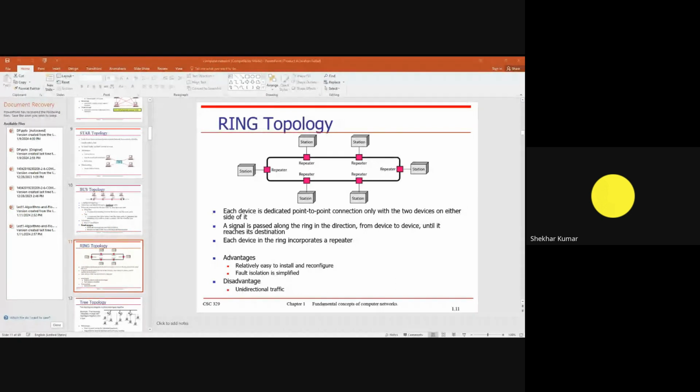So the transmitting network is not affected by high traffic because we are using the repeaters also, and it's very cheap to install and expand the ring topology.